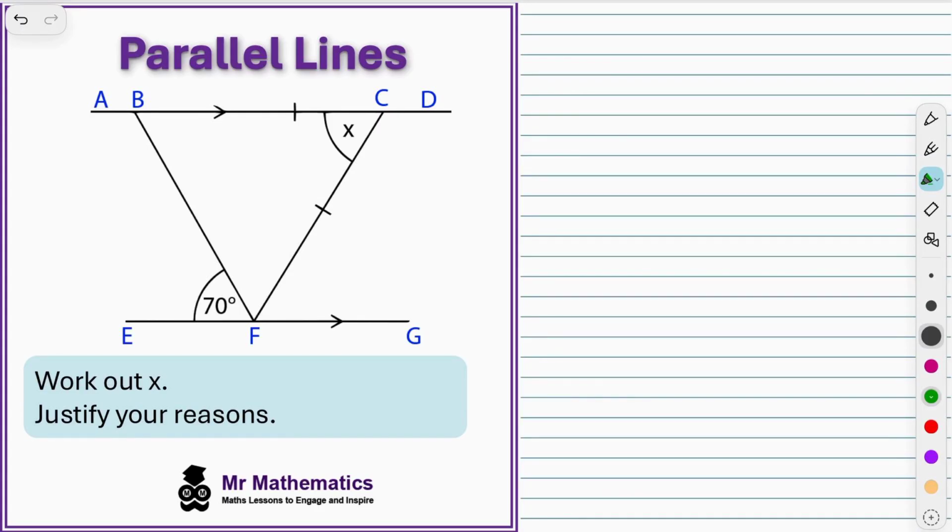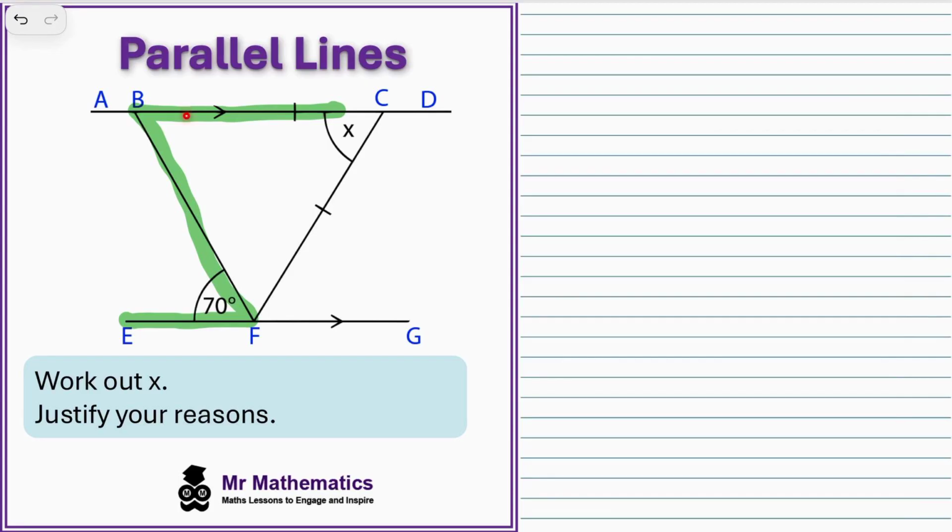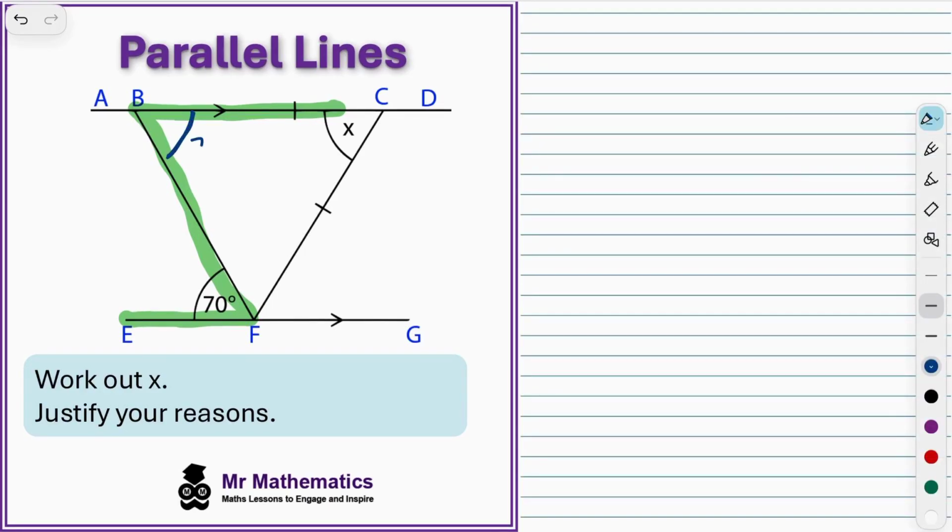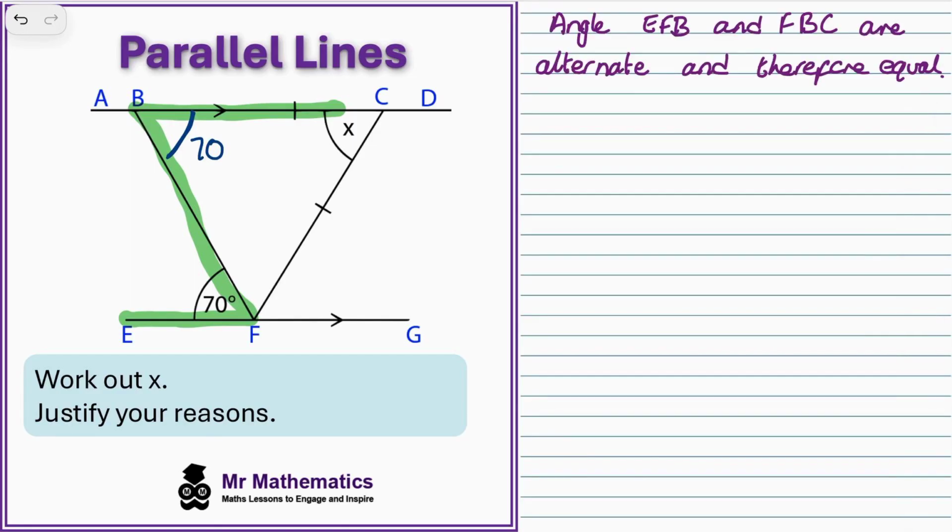So we can see we've got alternate angles from E to F, B to C. So this angle here will be alternate with this angle here. So we can mark this on our diagram as 70 degrees. And we need to state the reason. So I've written that angle EFB, this angle here, and FBC, so F to B to C, are alternate and therefore equal.